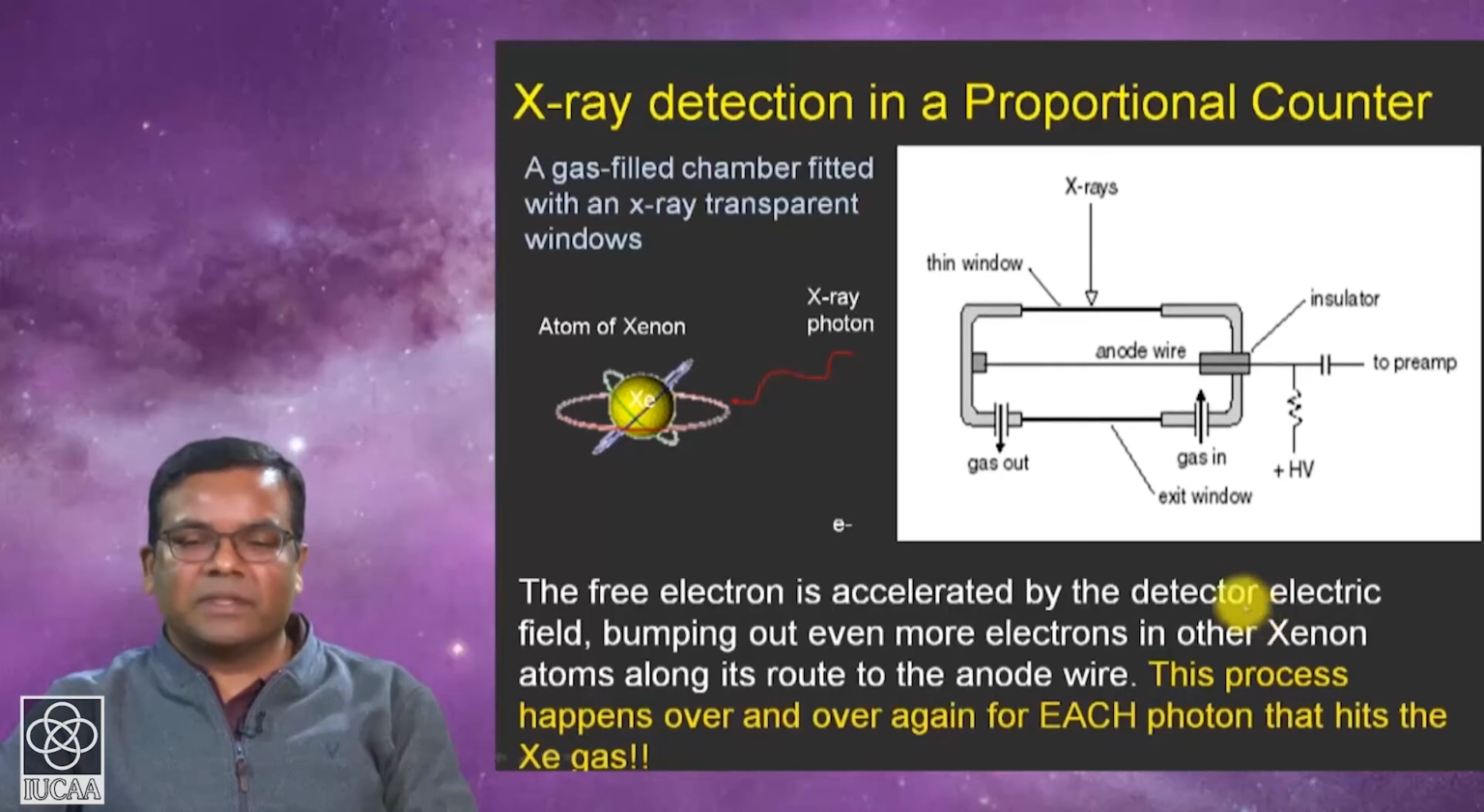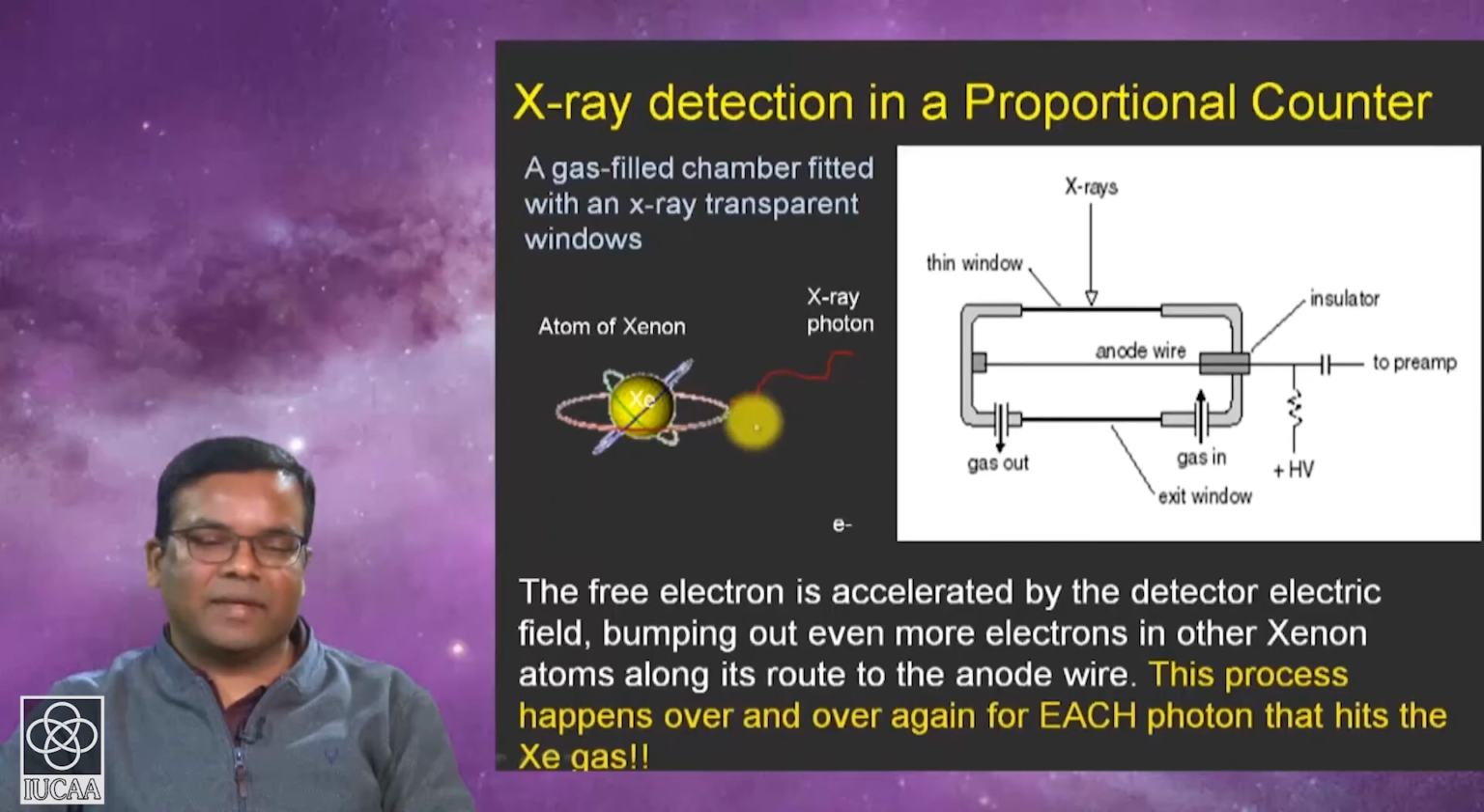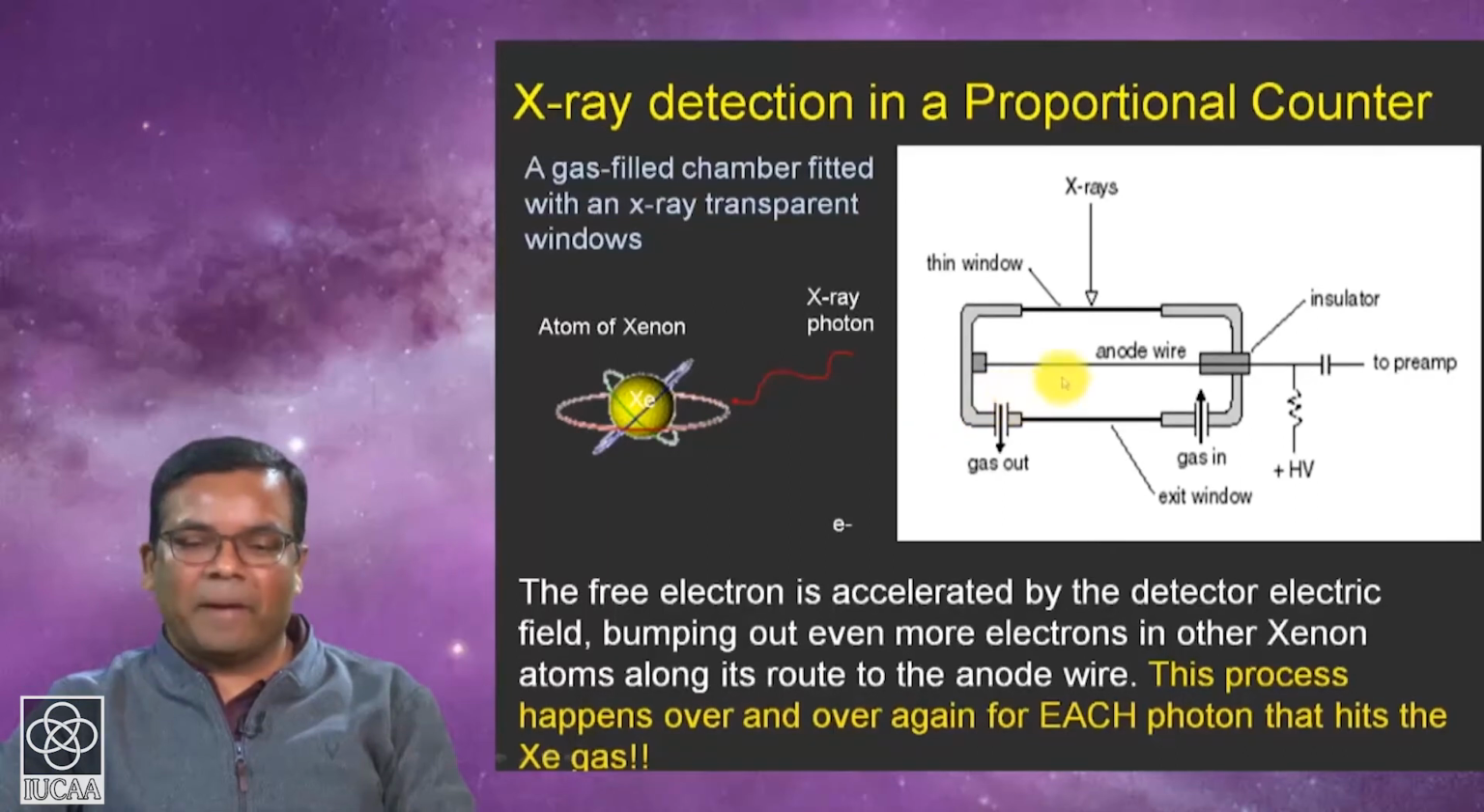Initially, X-ray astronomers used simple proportional counters. What is a proportional counter? Essentially, it is a gas filled detector. It has a gas filled chamber fitted with an X-ray transparent window. X-rays pass through this window and interact with the gas contained in this detector. Usually, this detector is filled with xenon, for example. The X-ray photon interacts with a xenon atom and ejects one of the electrons from the innermost shell. This electron is attracted towards the anode, where a high voltage is applied.